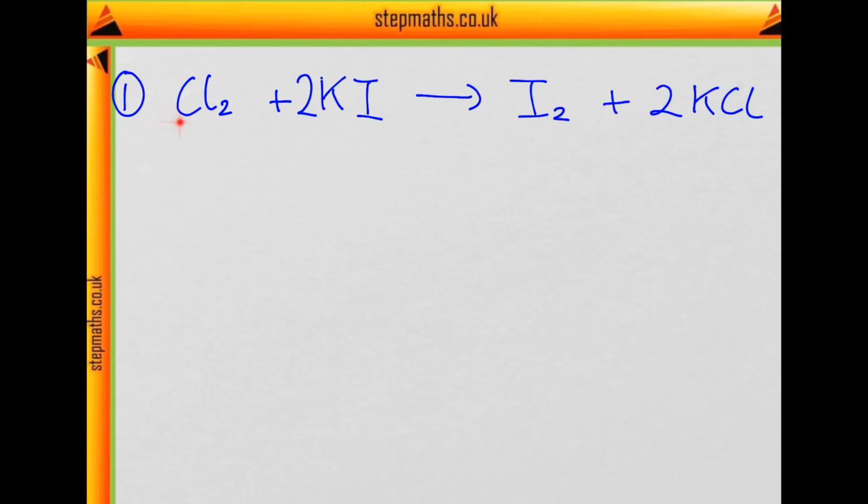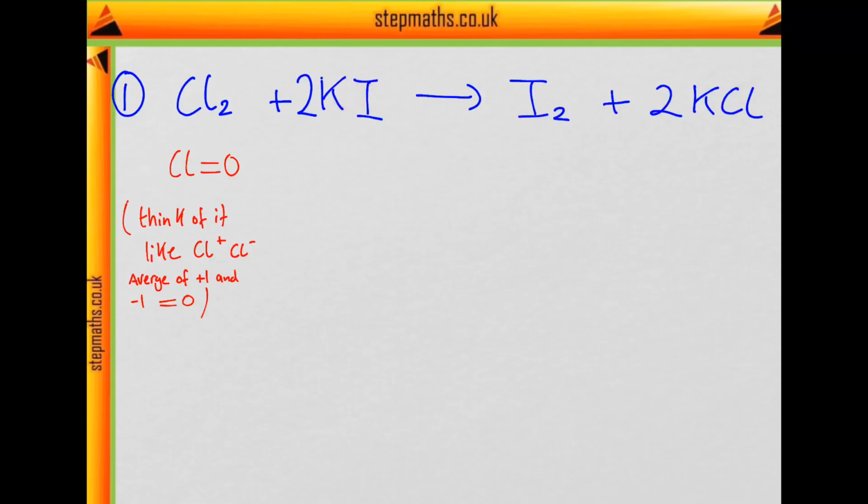So looking at equation 1, we have chlorine gas plus potassium iodide goes to iodine gas plus potassium chloride. So let's work out the oxidation state of each element. Starting with chlorine gas, the chlorine here has an oxidation state of 0. You can think of this as having a Cl plus and Cl minus, where you have an average of the plus 1 and the minus 1, which gives an average of 0.